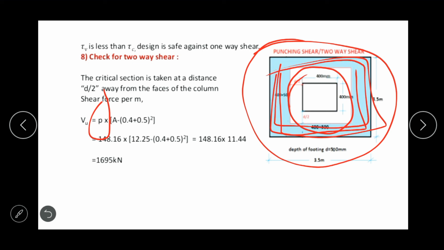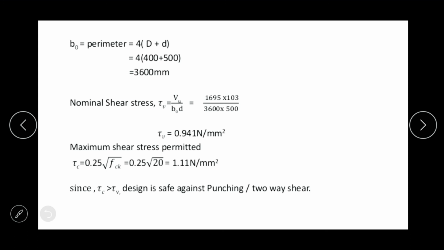So shear force developed in this critical section is 1695 kilonewton. After getting the shear force, we can calculate the shear stress tau v, which is equal to Vu by bd. So tau v here is 0.941 Newton per mm square. That means 0.941 Newton per mm square punching shear stress is coming on the concrete.